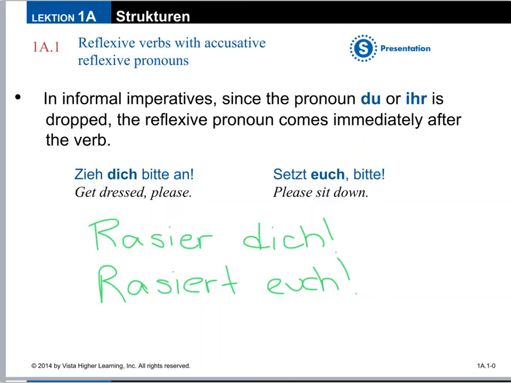For command forms, you would put the reflexive pronoun immediately after the verb. So here's the example with shave. I want to tell you to shave yourself. I don't say do. There's no do. Just like in English, I don't say do shave or you shave. I'm just saying shave. So rasier, but we still need that reflexive pronoun. Rasier dich. If it's a command to all of you guys, I'm using an ihr command. Rasiert euch.